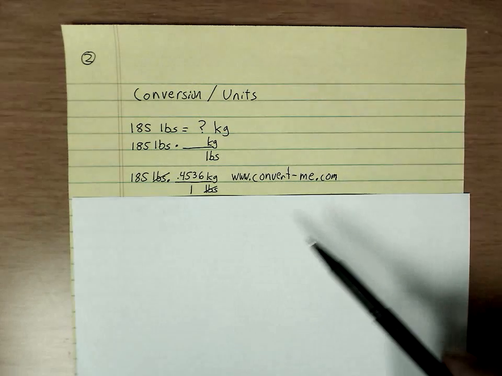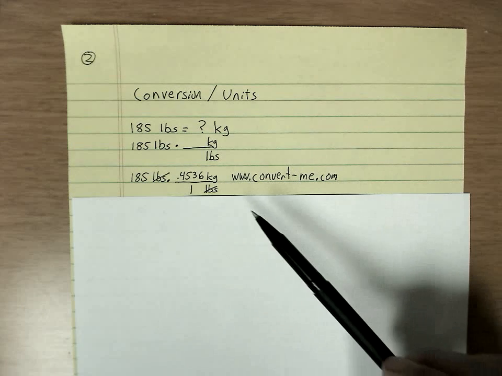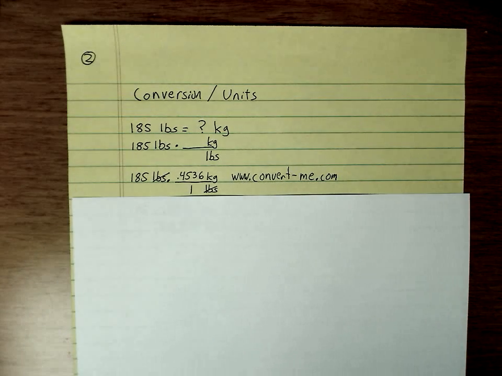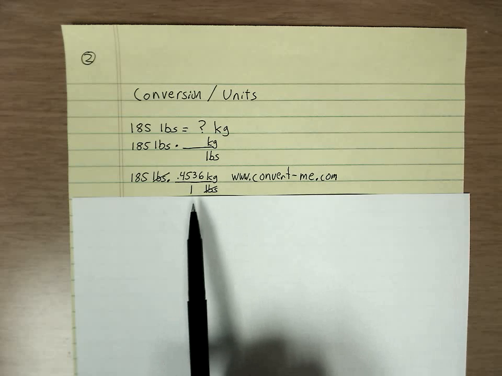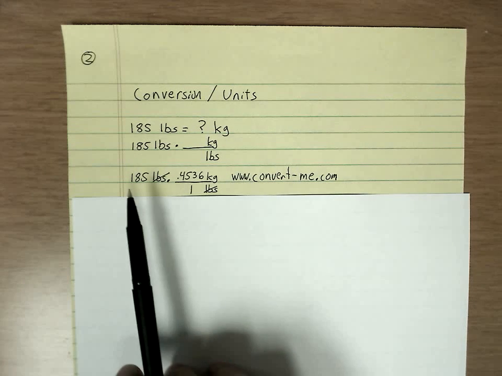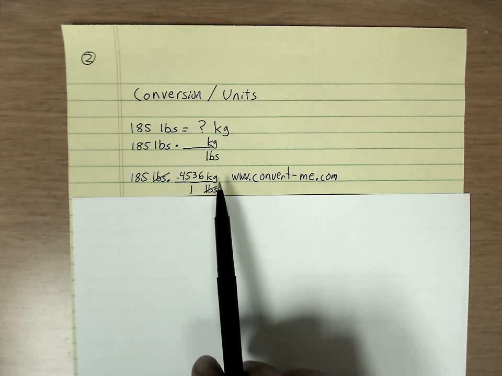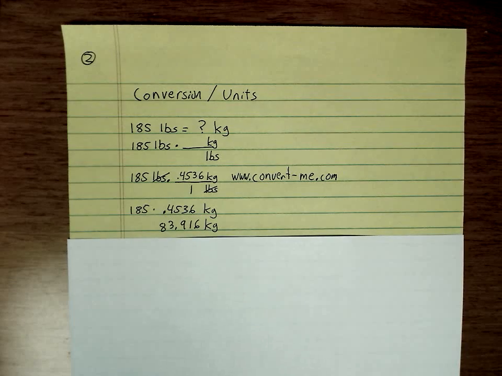Now I use www.convertme.com with the hyphen to look up the conversion. 1 pound is equal to 0.4536 kilograms. So this is essentially a 1. These two units, the thing on top is the same as the thing on bottom, so it's a 1, so we're not changing our measurement. 85 pounds, pounds will cancel pounds, we're left with kilograms, and we'll get the same answer simply in a different unit. And performing the math, we find 83.916 kilograms.